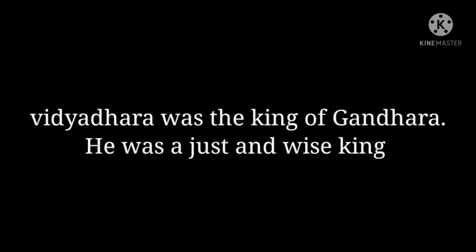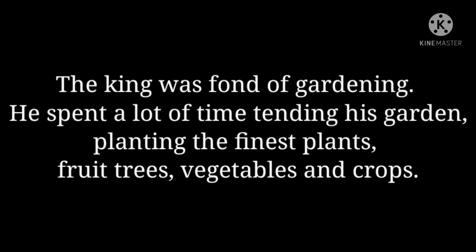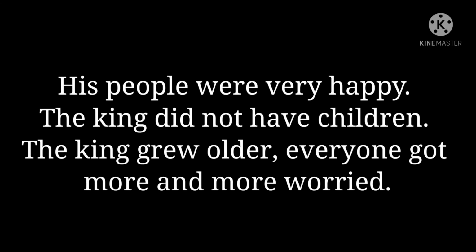Vidyadhara was the king of Gandhara. He was a just and wise king. The king was fond of gardening. He spent a lot of time tending his garden, planting the finest plants, fruit, trees, vegetables, crops. His people were very happy. The king did not have children. The king grew older. Everyone got more and more worried. Who would take over the kingdom after him? Have you finished reading?